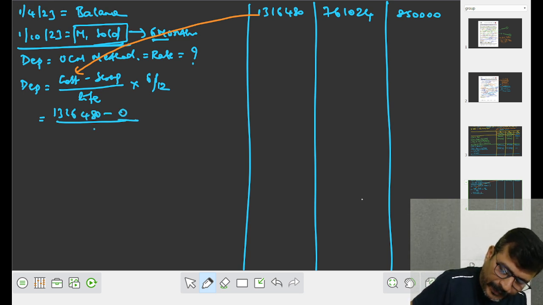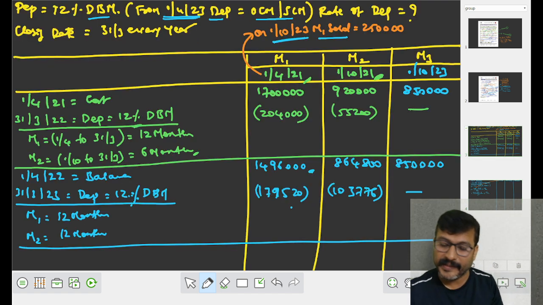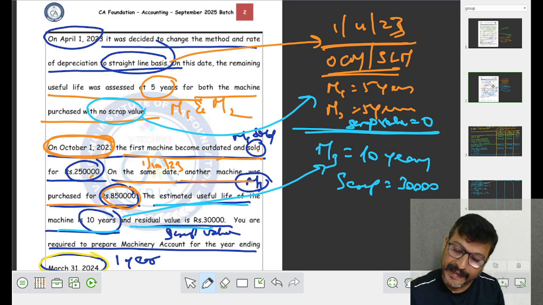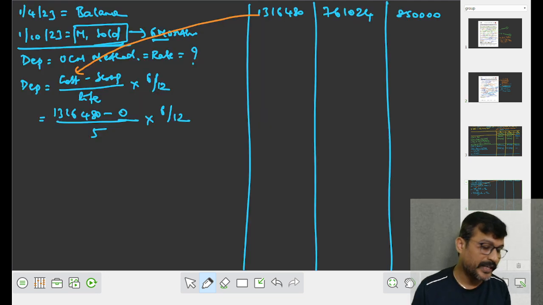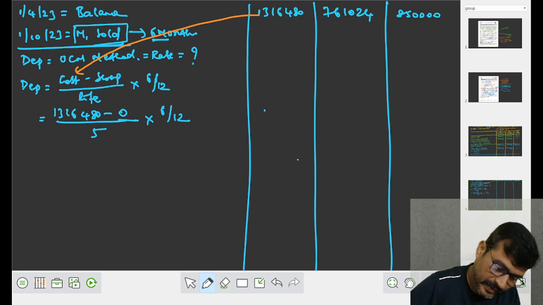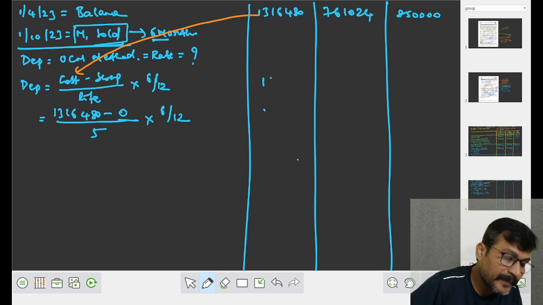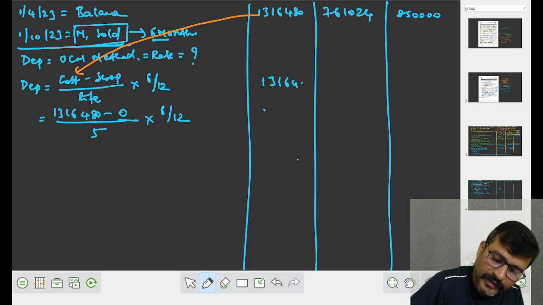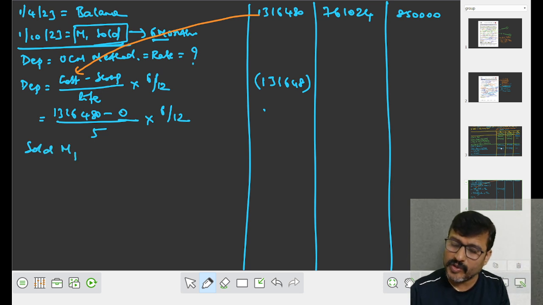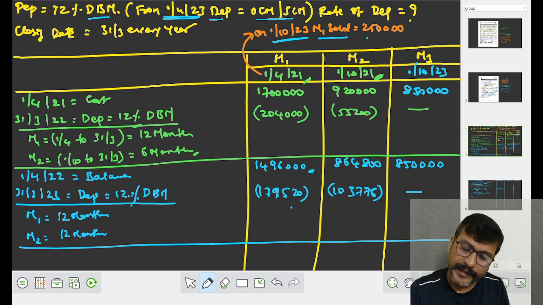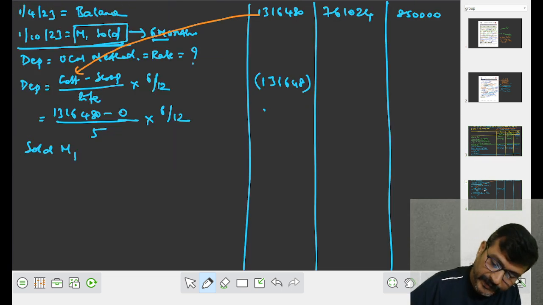16,480, minus scrap is 0, life is 5 years, into 6 by 12. See here, scrap is 0 for M1 and M2. Life is 5 years for M1 and M2. How much does it come to? Use a calculation and work it out. It comes to rupees 1,31,648. Then M1 is sold. M1 is sold for how much, my dear student? M1 is sold for 2.5 lakh.